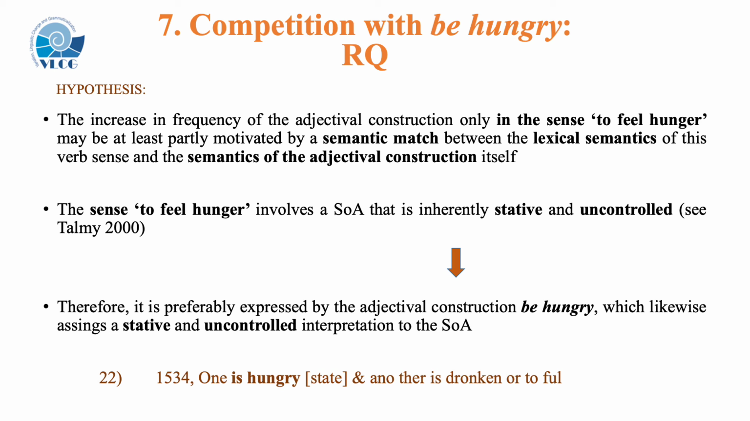On this assumption, the hypothesis I propose is that the increase in frequency of the adjectival construction only in the sense to feel hunger may be at least partly motivated by a semantic match between the lexical semantics of this verb sense and the semantics of the adjectival construction itself. You may remember that the sense to feel hunger involves a state of affairs that is stative and uncontrolled, and therefore it is preferably expressed by the adjectival construction be hungry, which assigns a stative and uncontrolled interpretation as well.